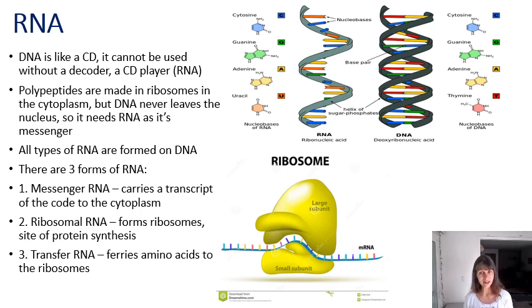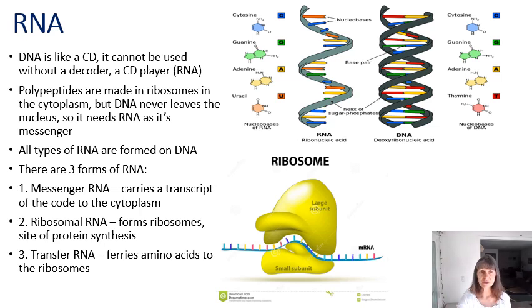RNA actually comes in 3 flavors. We have messenger RNA, which carries the written record or transcript of the instructions from the DNA out of the nucleus into the cytoplasm. We have ribosomal RNA, which forms ribosomes. Ribosomes are made up of large subunits and small subunits. And finally, we have transfer RNA, which is going to bring the individual amino acids to the ribosome so that they can be made into that polypeptide chain of amino acids, our growing and developing protein.